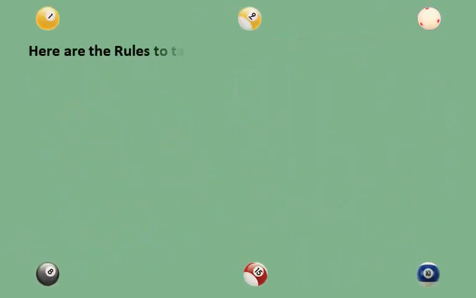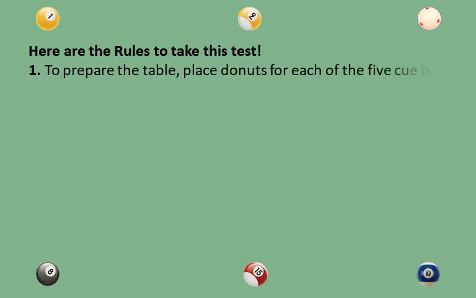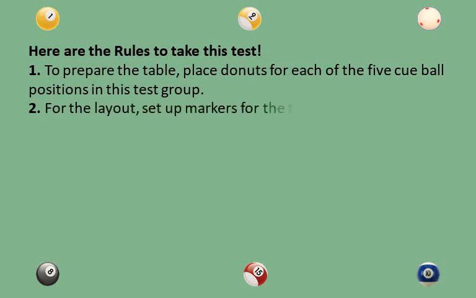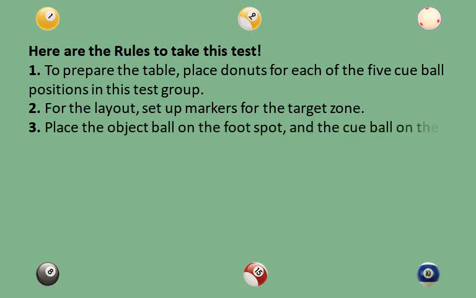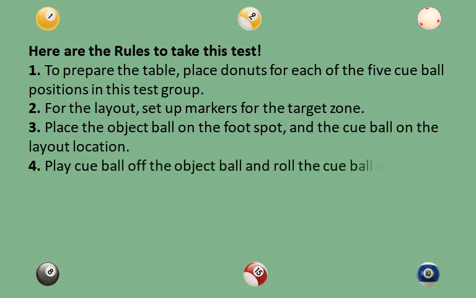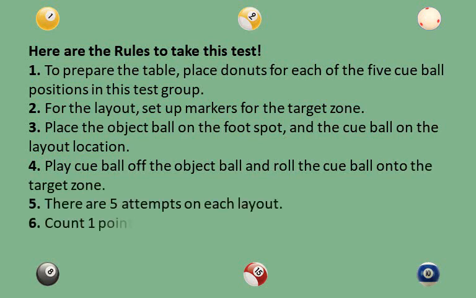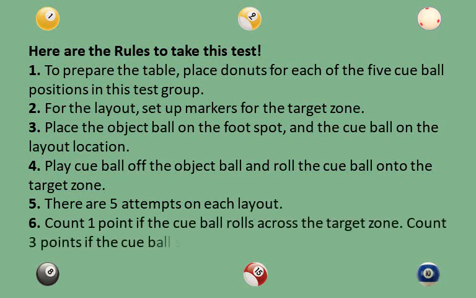Here are the rules to take this test. Rule 1. To prepare the table, place donuts for each of the 5 cue ball positions in this test group. Rule 2. For the layout, set up markers for the target zone. Rule 3. Place the object ball on the foot spot, and the cue ball on the layout location. Rule 4. Play cue ball off the object ball, and roll the cue ball onto the target zone. Rule 5. You have 5 attempts on each layout. Rule 6. Count 1 point if the cue ball rolls across the target zone. Count 3 points if the cue ball stops in the zone. The maximum score for each of the 5 layouts is 15 points.